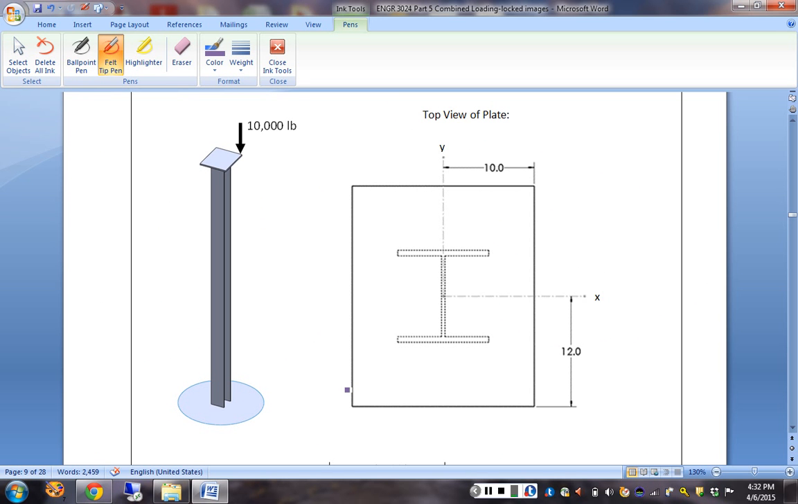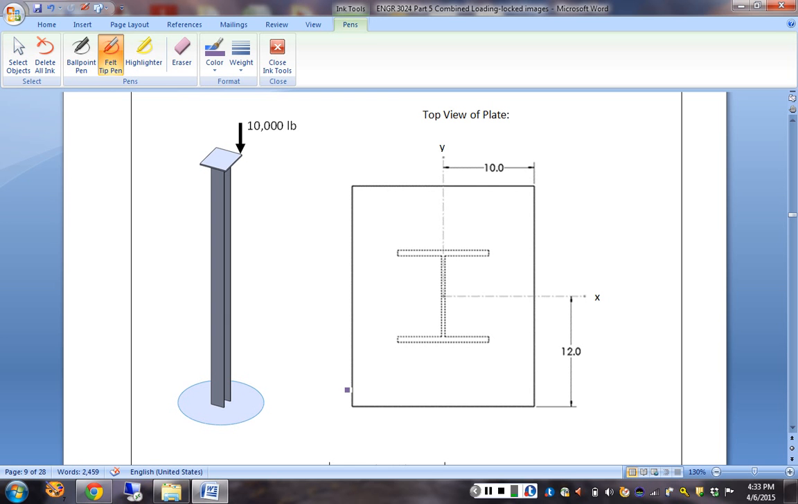So this is the overview. There's my plate, and I've got 10,000 pounds pressing down on the upper corner of this plate. That's the point of load, point of application, into the screen on a big view of the top plate. And I will point out that I meant to revise this and did not.